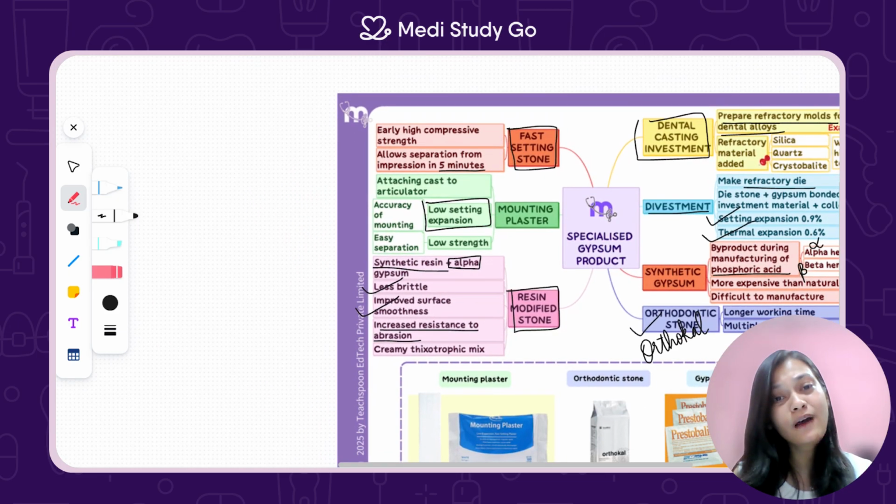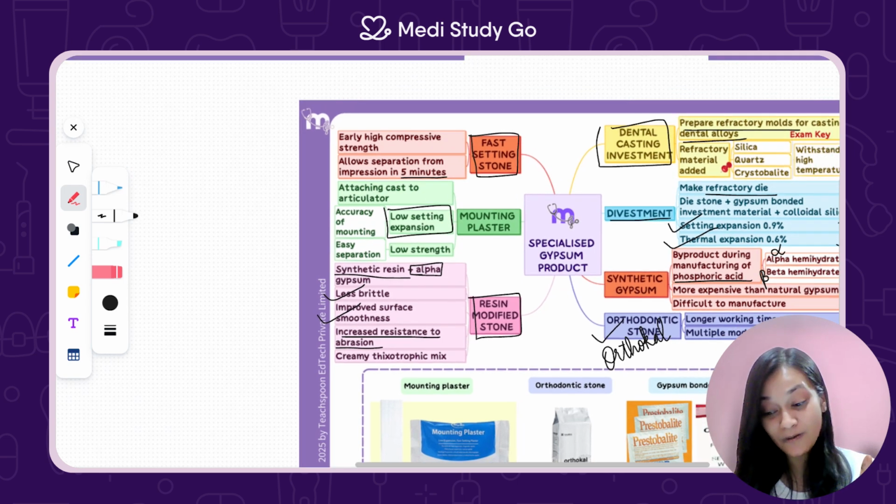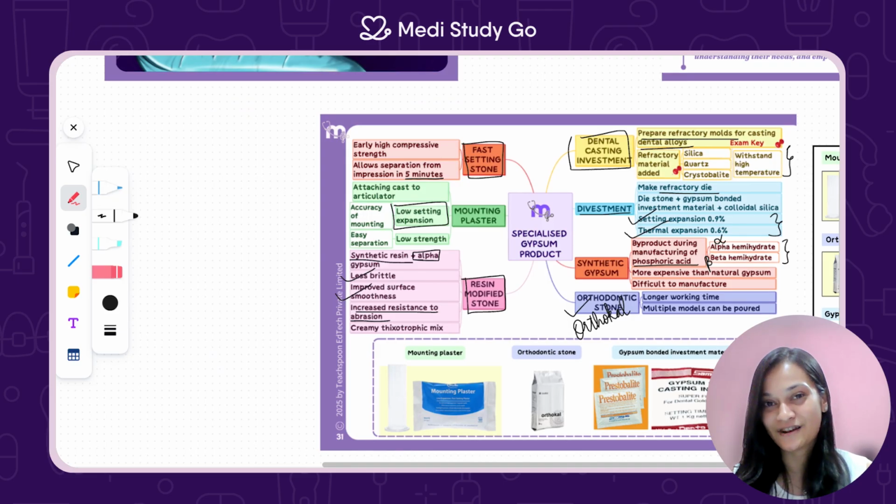So if you have a question, there will never be a simple question on specialized gypsum product. But yes, if you are asked a question about gypsum product and you add an additional section of specialized gypsum product, it shows that you have read between the lines. You have read your book thoroughly. So this thing can help you fetch extra marks.